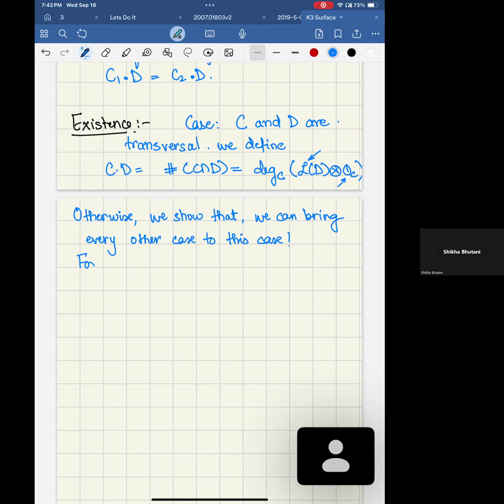For more details, please check section 1, chapter 5 of Hartshorne. So H will stand for Hartshorne.